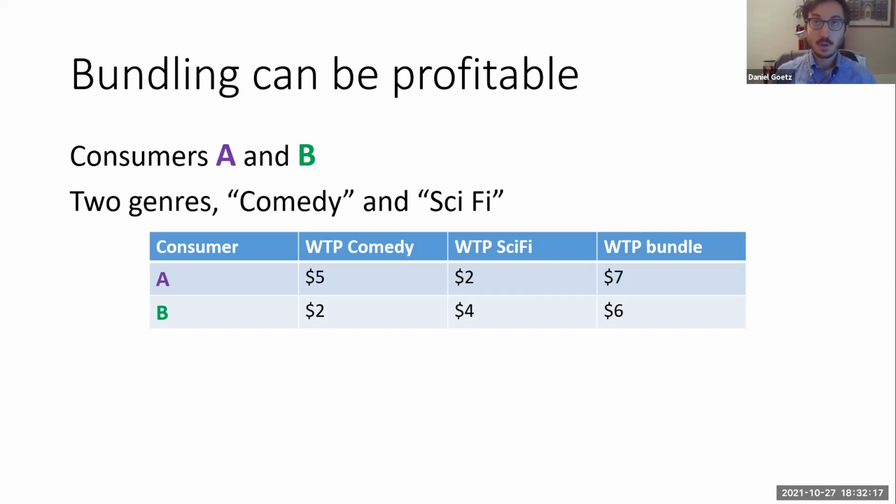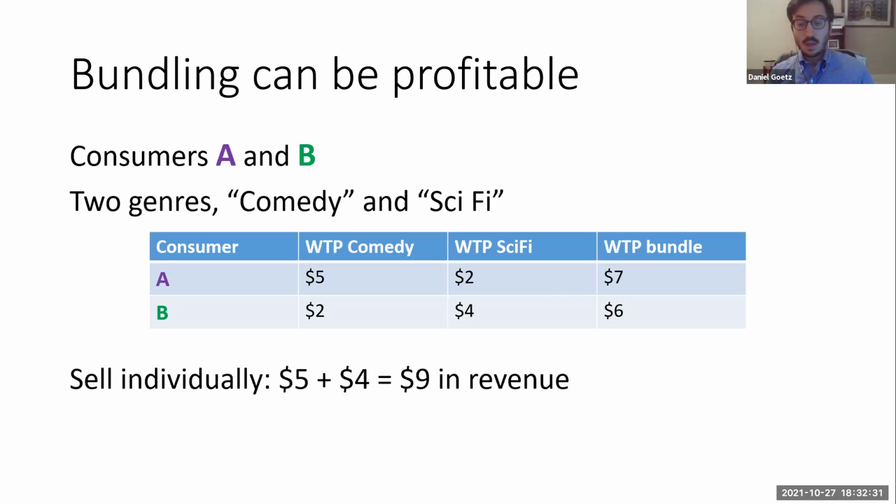So let's consider our different options. We could have two separate things, a comedy channel and a sci-fi channel, and sell them separately. And what would that look like? If we sold the comedy channel on its own, let's say our marginal cost is 0. We've already made the content, delivering it is free. So let's say our marginal cost is 0.